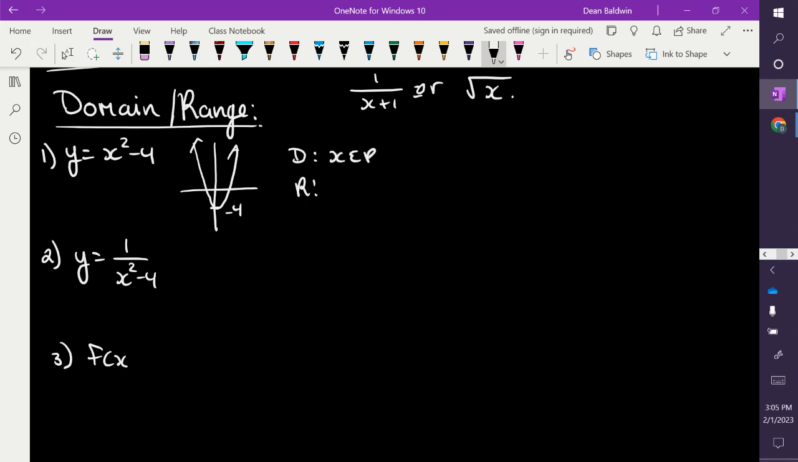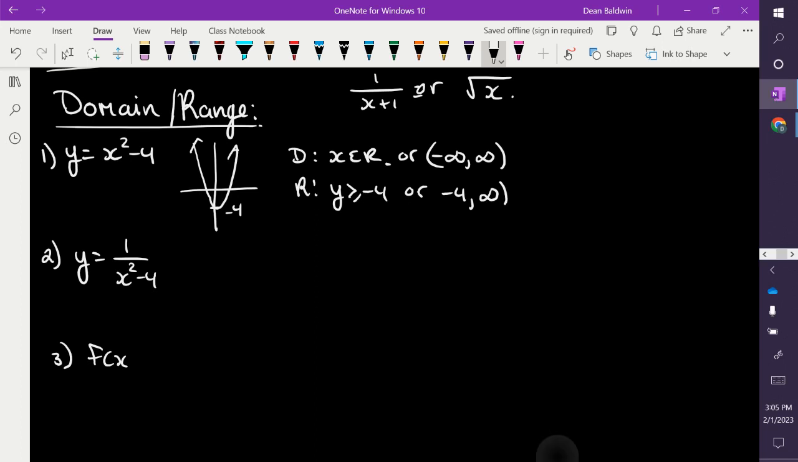So you can say x is an element of R, which means x is all real numbers, or negative infinity to positive infinity, right? It can be anything between negative infinity and positive infinity. What is range? Yeah, so range is all possible y values. You can see the lowest y value is -4, so y is greater than or equal to -4. If you're going to write it in interval notation, it goes from -4 to positive infinity.